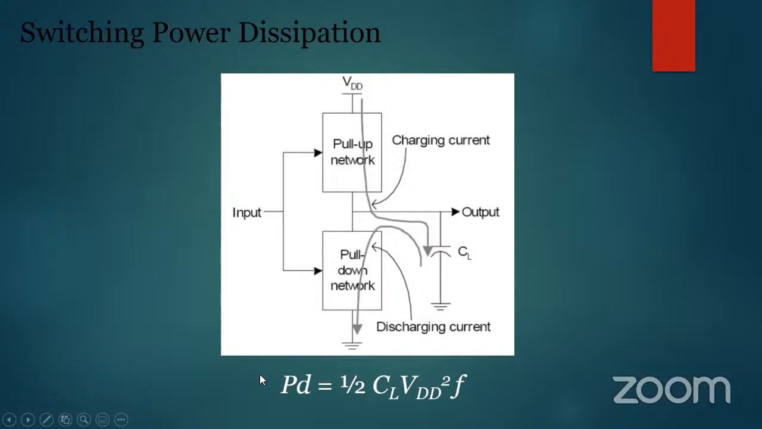From this equation, it is clearly visible that power dissipation is directly proportional to the square of the supply voltage. So it's very obvious that if we reduce the VDD, then automatically the whole switching power dissipation will be reduced. But we can only reduce it up to a limit.